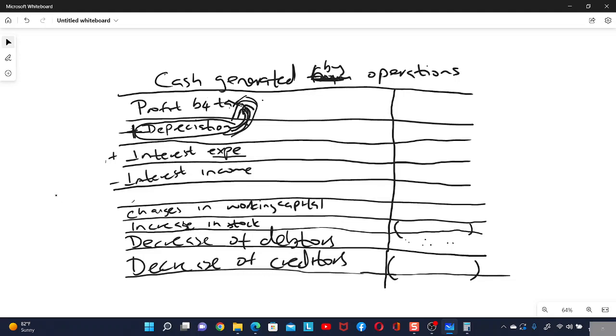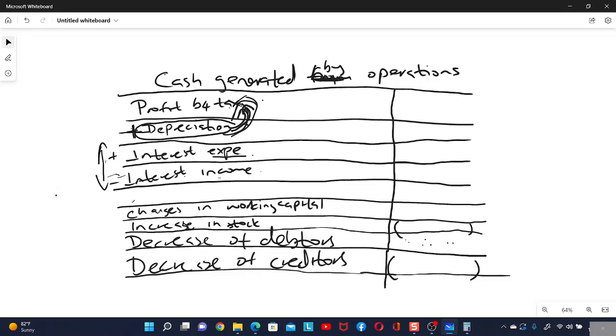So this is why we are adding it back. And then also we are separating the interest income. Why? Because the interest income has its own column in the cash flow. Remember, in the income statement, these two, the interest expense and the interest income. In the income statement, we are subtracting the interest expense, and then we are adding the interest income.